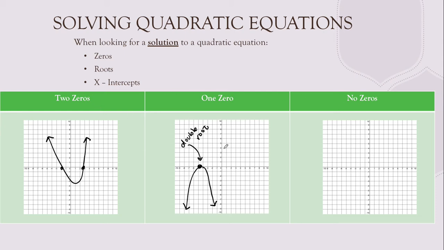So what would a graph look like that had no zeros? No solutions, no roots, no x-intercepts. Well, it wouldn't touch the graph at all, right? It could be facing down as well. So here's some examples.